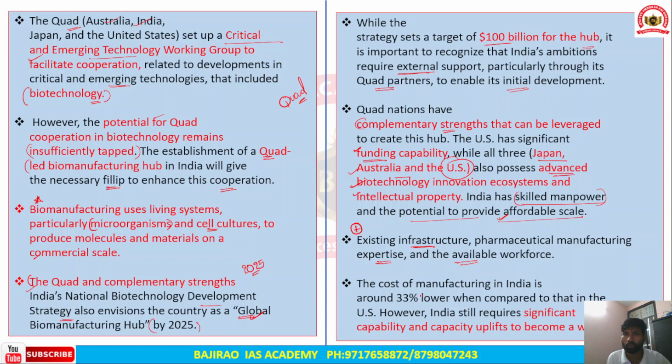If you look at the cost of manufacturing in India, the overall cost of pharmaceutical manufacturing is around 33 percent lower compared to the US. Therefore, India can provide affordable alternatives in the arena of biotechnology and biotechnology research and development. However, India still requires significant capability and capacity to become a world leader, or a global biotechnology hub.